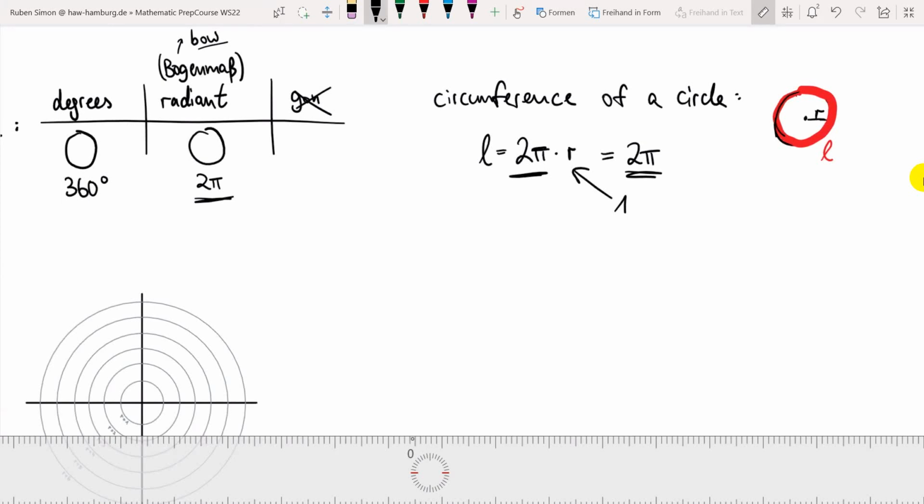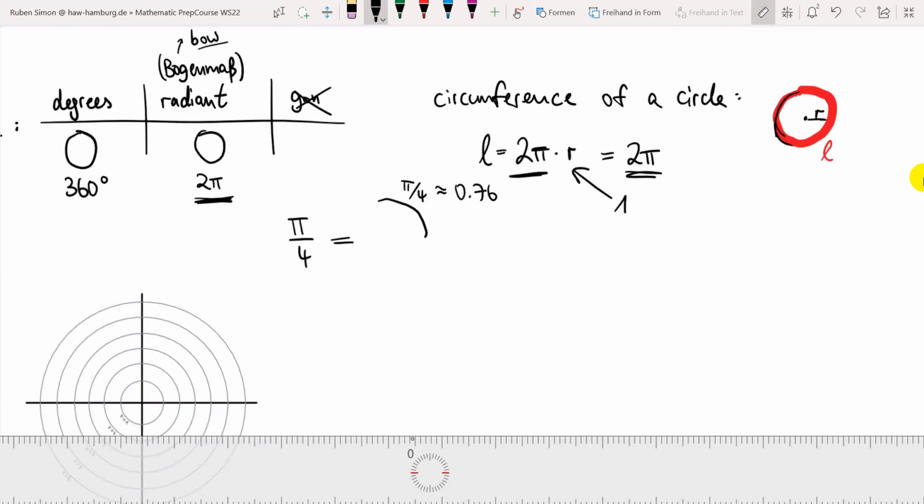So if you say you have an angle of 2 pi, this means that you have measured that the length of the circumference of the unit circle, so a circle with radius 1, would have been 2 pi for this angle. And the same applies if you would say that you have measured an angle of pi fourth, for example. This would correspond to a length of pi divided by 4, which would be something like 0.8, since pi is just about 3.